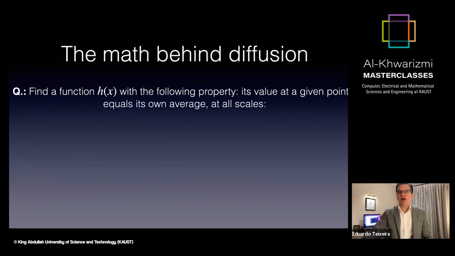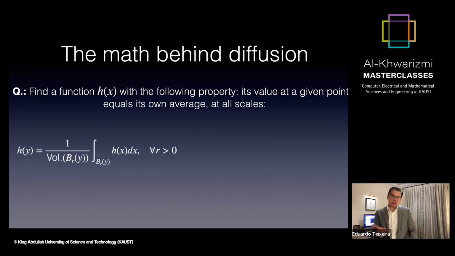Imagine that we want to find a function. This is a question that you can put to your Calculus 3 students. You want to find a function called h of x that has the property that the value of this function at every point y equals its own average. Of course it's very related to this intuitive idea of diffusion that I mentioned before. If you describe it mathematically, that's what is written. So you want the function h to have this very nice property that the value at a point equals its own average at all scales.